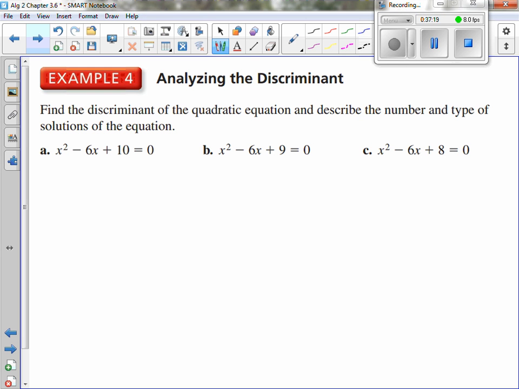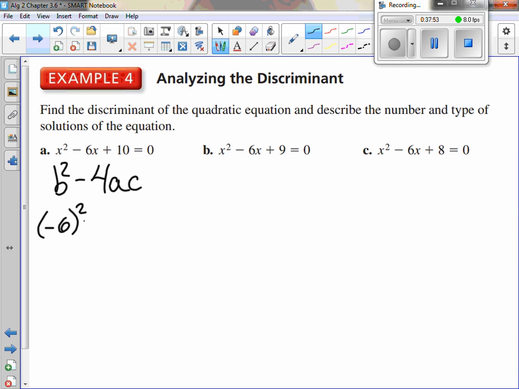Find the discriminant of the quadratic equation and describe the number and types of solutions of the equation. So looking at A, we have x squared minus 6x plus 10. Well, the discriminant is what? B squared minus 4ac. Yes? That's the discriminant. That's what's inside the square root. So if I want to describe the types and numbers, well, what's the value of b for this equation here? So negative 6 squared minus 4. A is 1. C is, type that in a calculator.